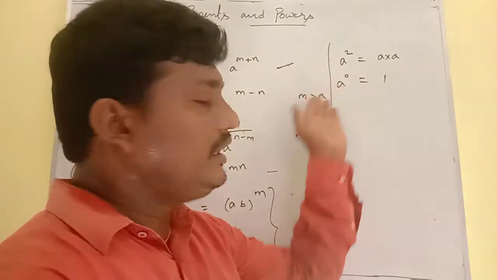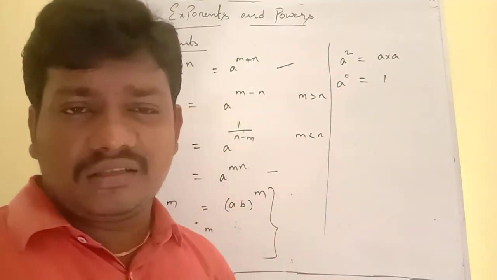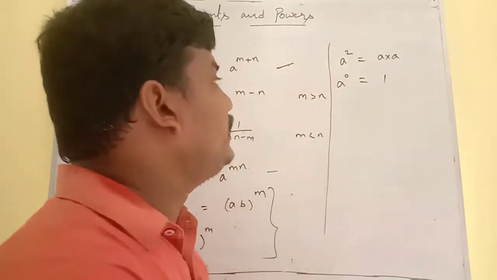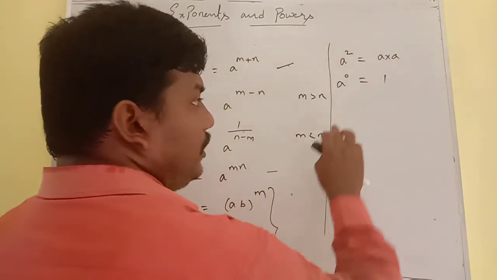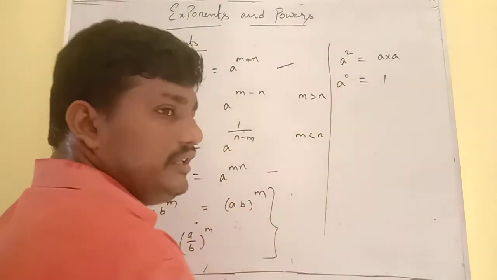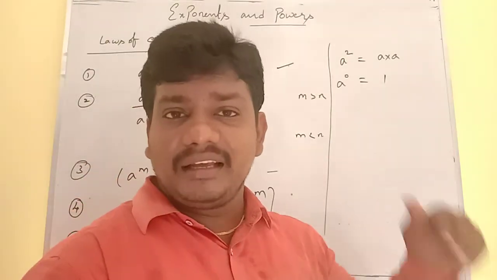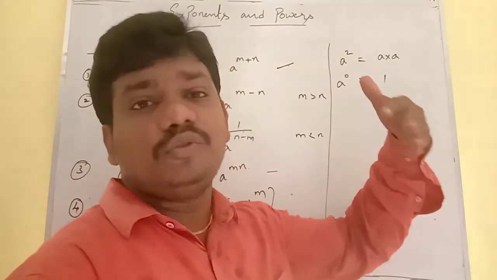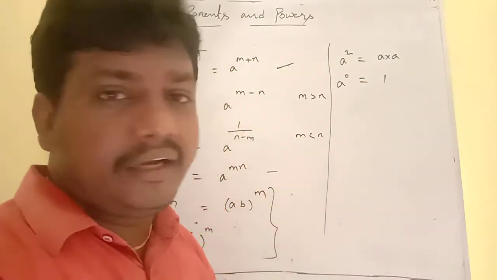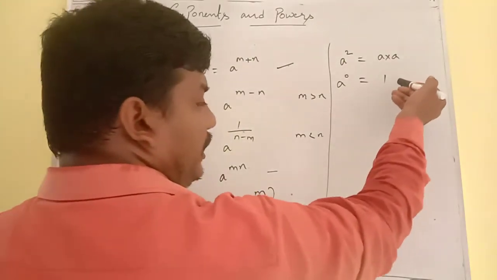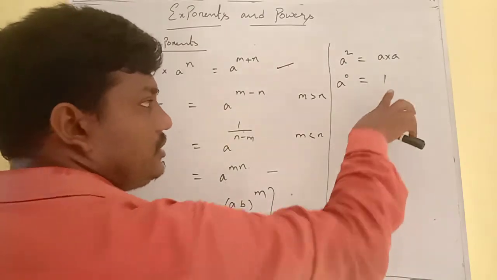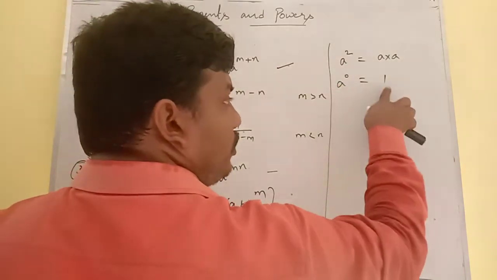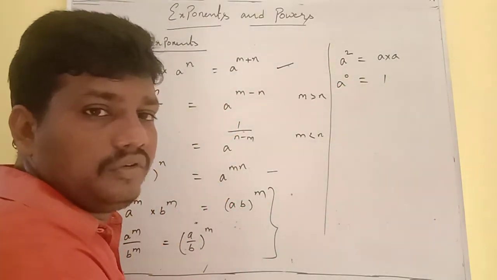Because the exponent is a product. We know that an exponent is nothing but repeated multiplication; a power 2 in exponential form is a into a. Under a product condition, if no value is there, the multiplicative identity exists. That's the reason why we take a power 0 equals 1.